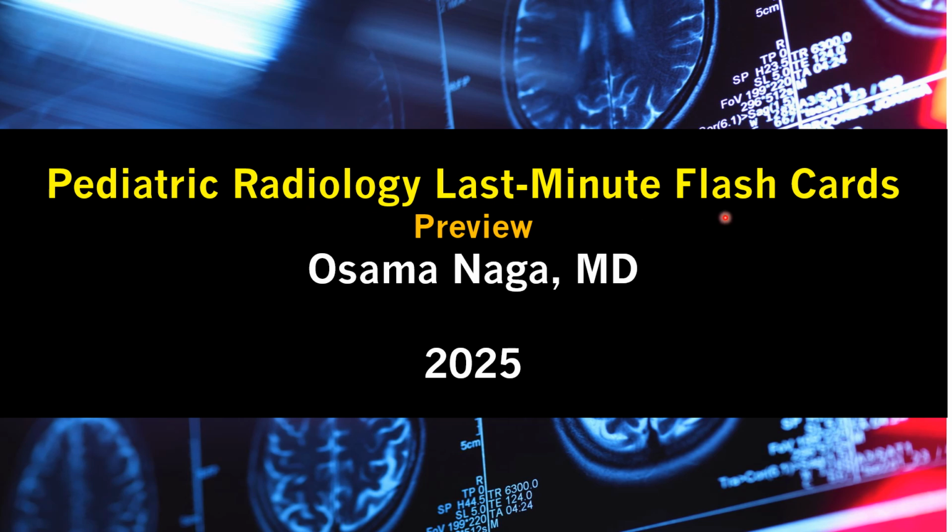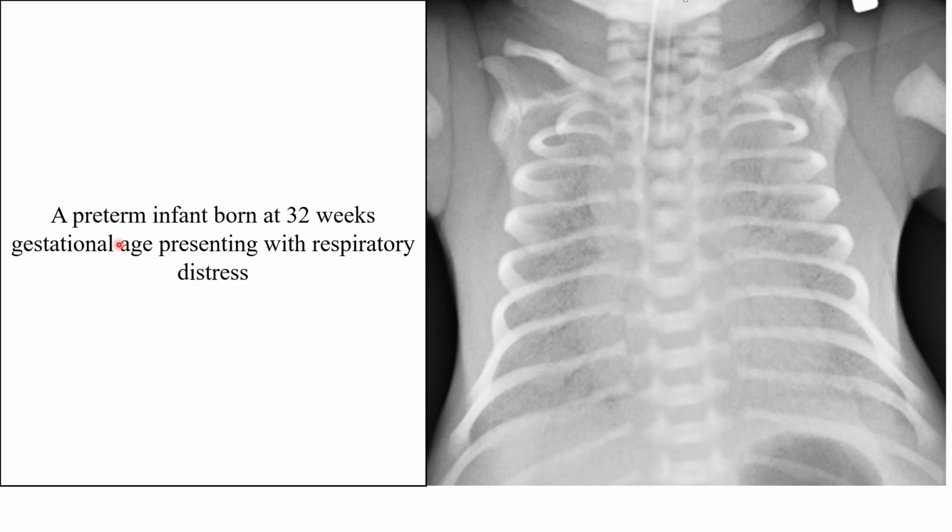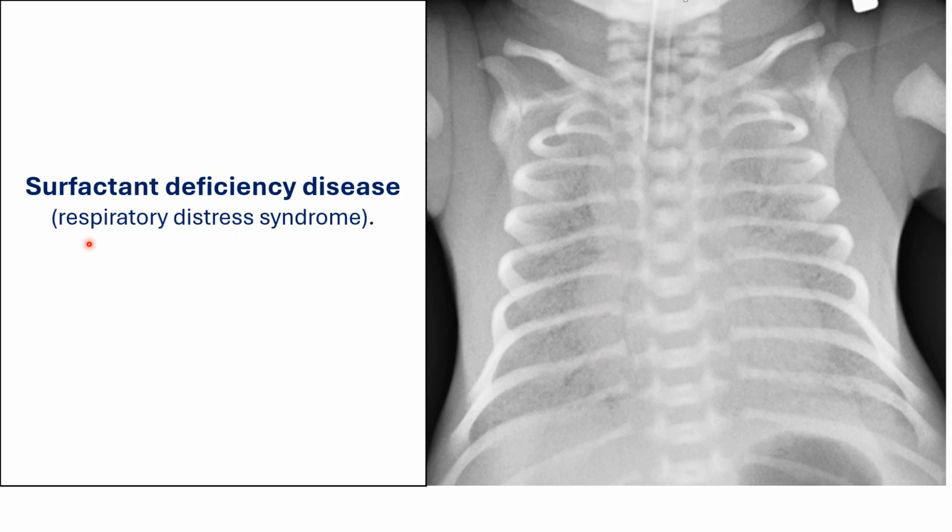Pediatric Radiology last-minute flashcards. A preterm infant born at 32 weeks gestational age presenting with respiratory distress. The newborn was intubated, and as you see in the chest X-ray, there are diffuse granular opacities obscuring the vascular markings. And you can see here the air bronchogram. What is the most likely diagnosis? Surfactant deficiency disease or respiratory distress disease. Classically, before intubation there will be a lower lung volume due to alveolar collapse.